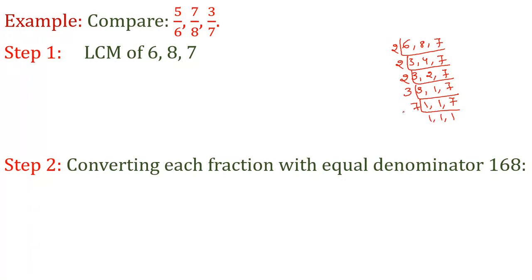Now you have to multiply the divisors: 2 into 2 into 2 into 3 into 7, which is equal to, if you multiply this, 2 2s are 4, 4 2s are 8, 8 3s are 24, 24 7s are 168. Once you check, 7 4s are 28, 7 2s are 14 plus 14, 168. So this is the LCM. You know how to find the LCM from the previous classes also. This is the first step.